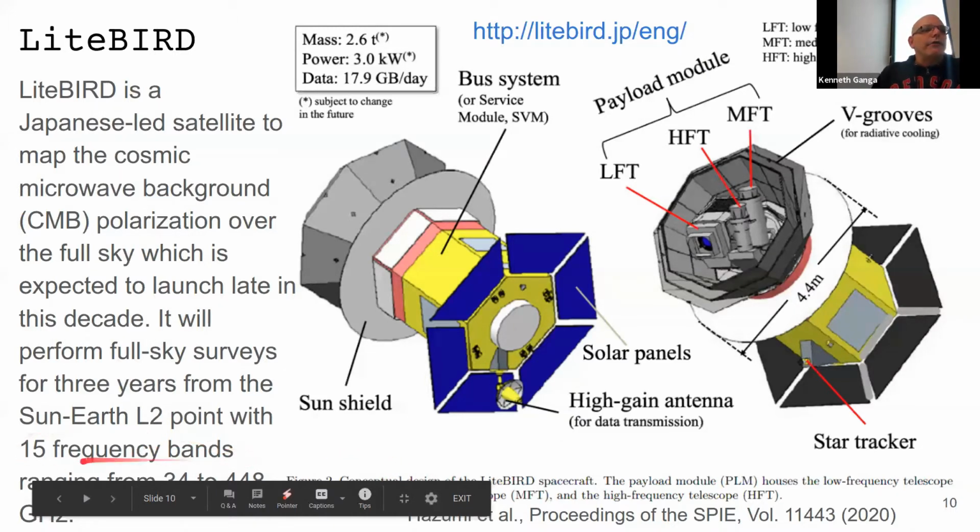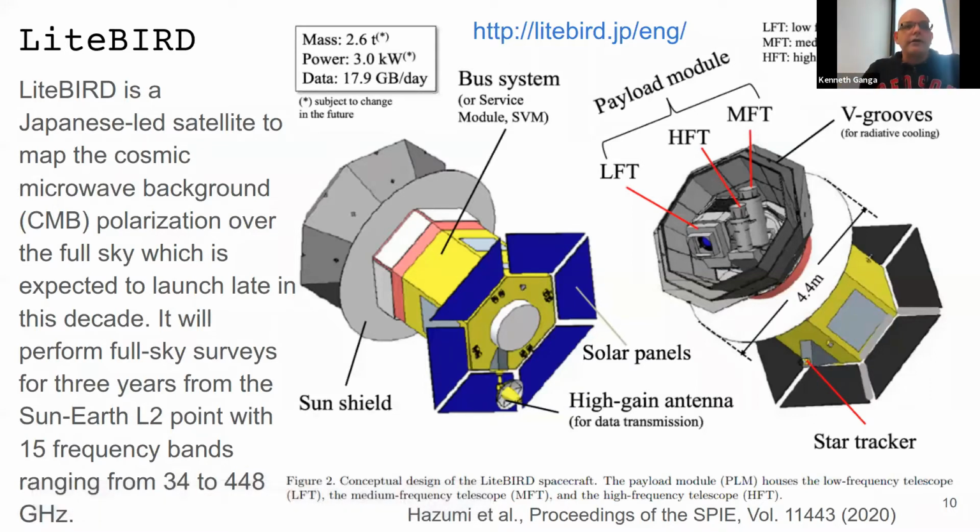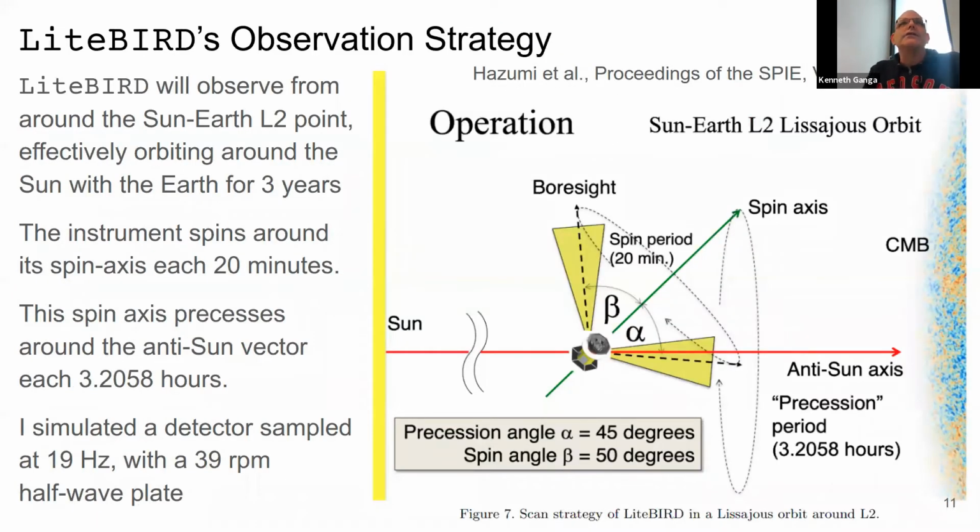It will also observe in 15 bands, from 34, basically 40 gigahertz, to 400 gigahertz. So it covers a lot of the Planck region, but not all of it, honestly. I think the official launch date is late in this decade. The last I heard was around 2029. I think that's everything I wanted to say. I'm going a little too slowly.